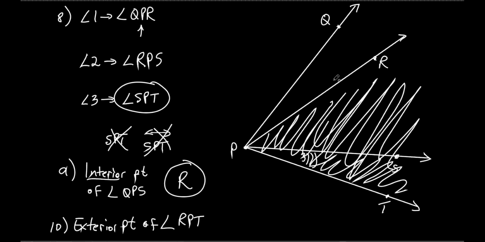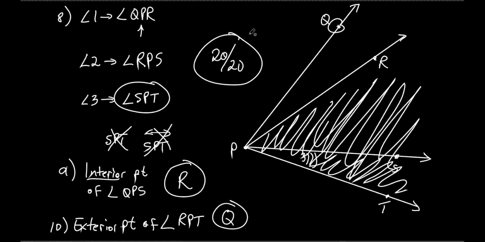Well, there's only one point available, and that would be point Q. That's on the exterior of this angle. So how do you write your answer? You just write a Q, you circle it, and you're good to go. And you've got 20 out of 20 if you would do what I just did.